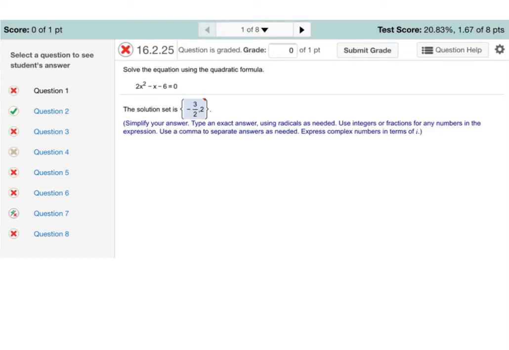In this video, I'll cover the test corrections for Module 12. Okay, for the first example here, it says to solve the equation using the quadratic formula.